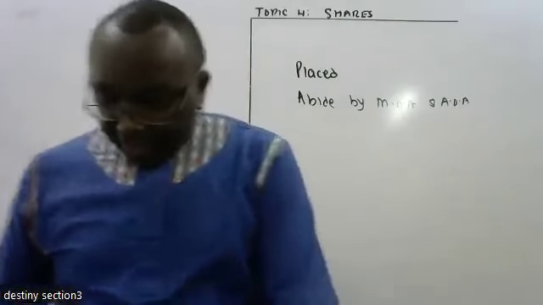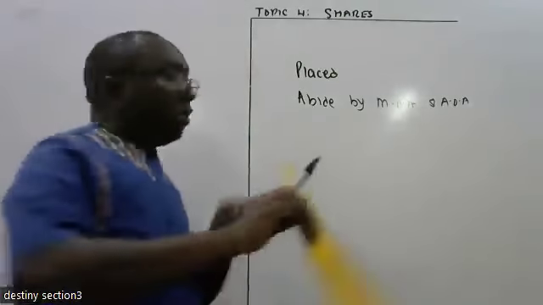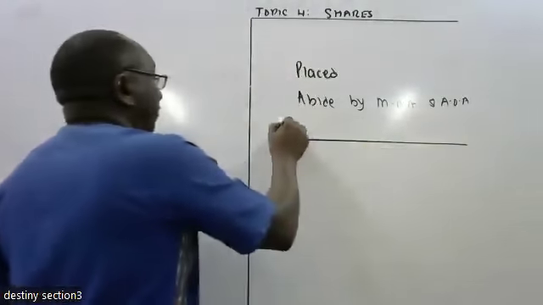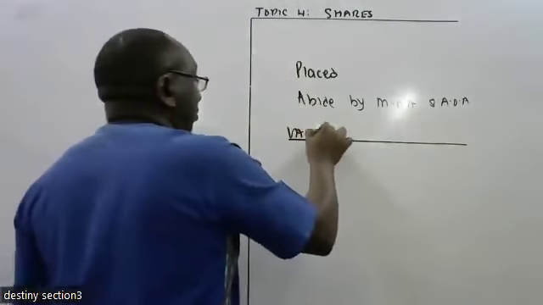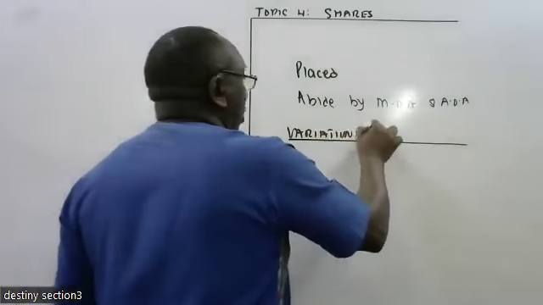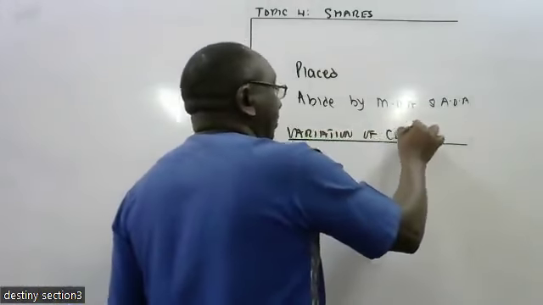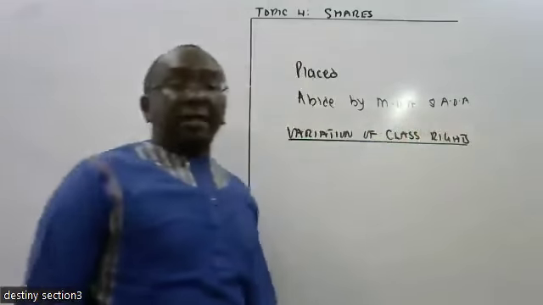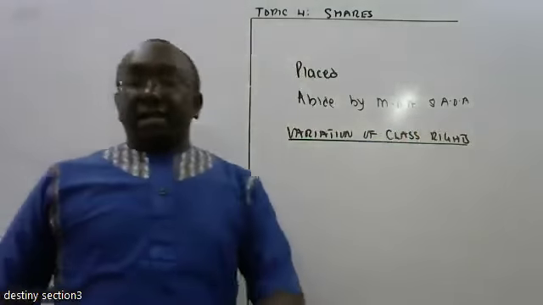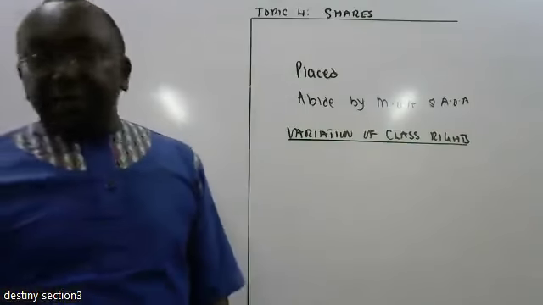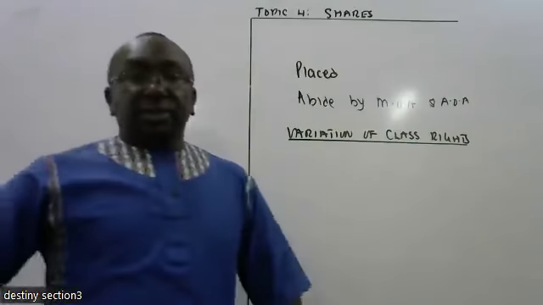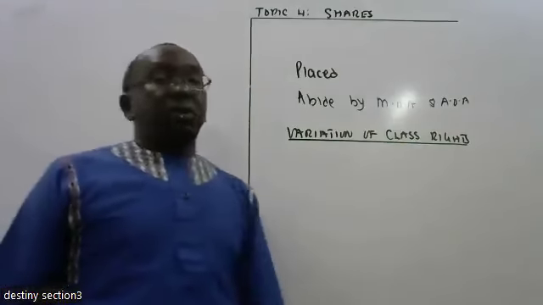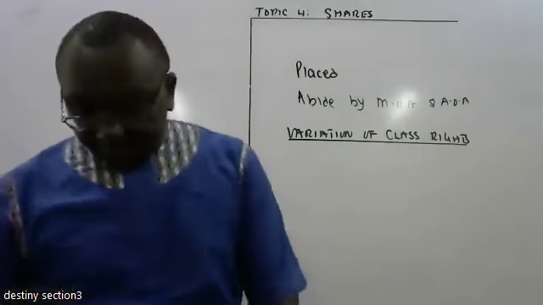Good. The next thing that we need to discuss is called variation of class rights. We have discussed several classes of shares, and these classes have different rights. So in case you want to change, what happens? Variation of class rights.